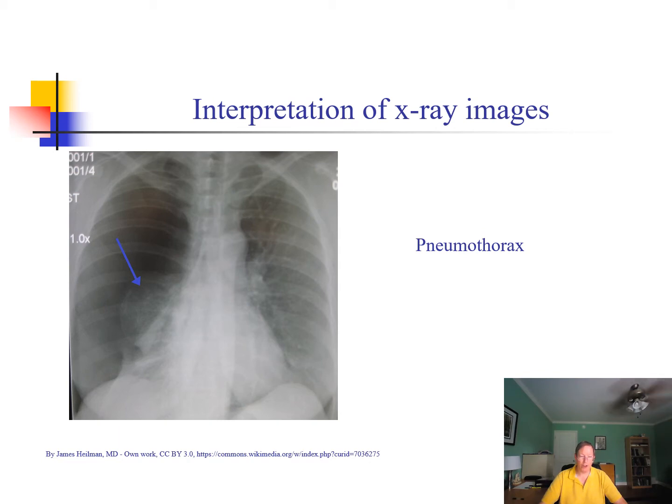Now, this is called a pneumothorax. This is where the lung has actually collapsed and is lying down here. And this is simply pleural space. There's nothing in there. There's no lung tissue, which is why it's absorbing less, which is why it's blacker than this section over here on the left.